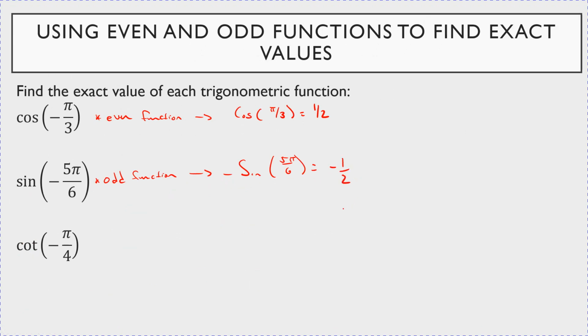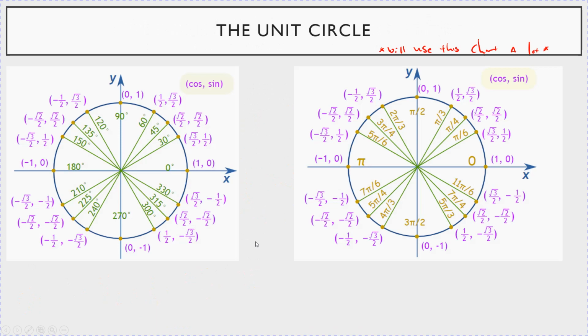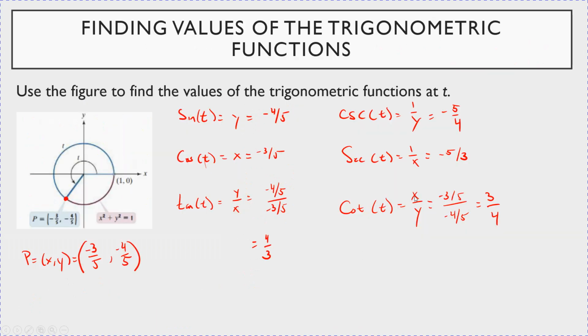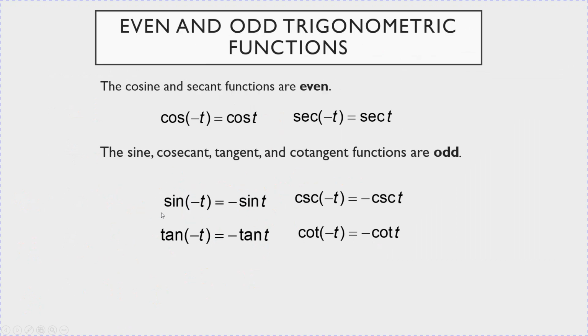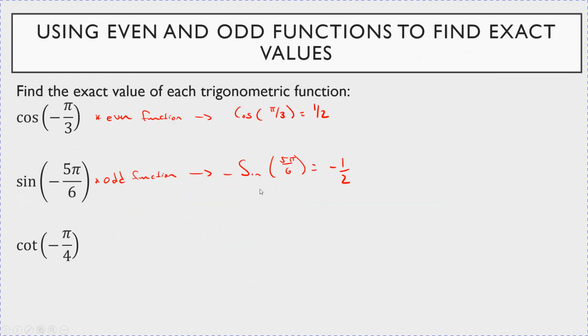So it's negative 1/2. And then for this one here, what you just have to remember with cotangent, and it's okay to go back and look if you forget these things, is that cotangent is x over y. And also it's an odd function.